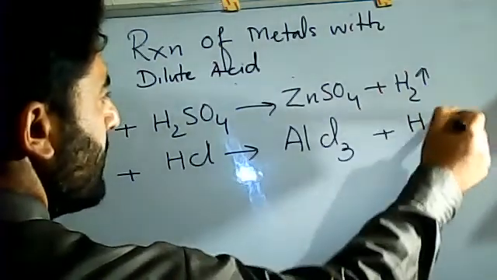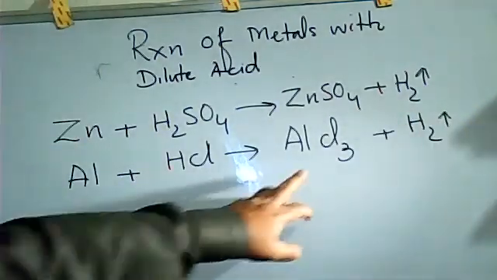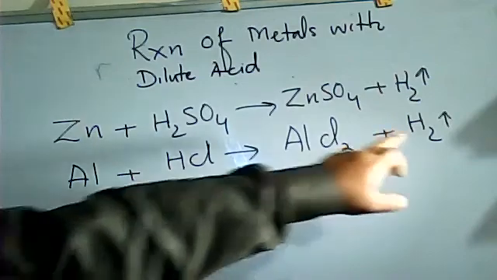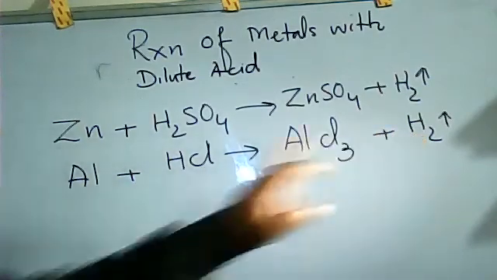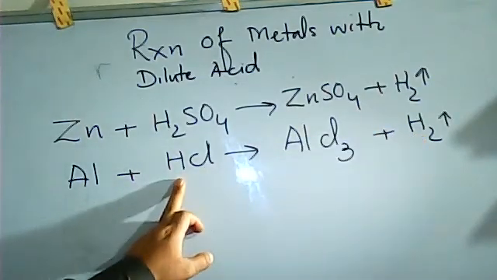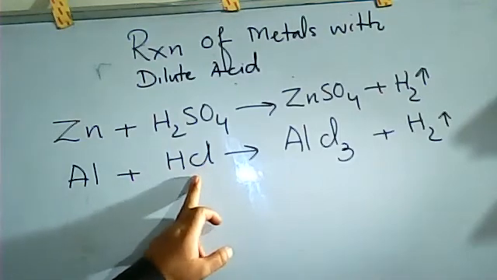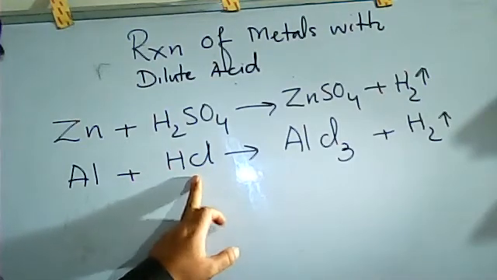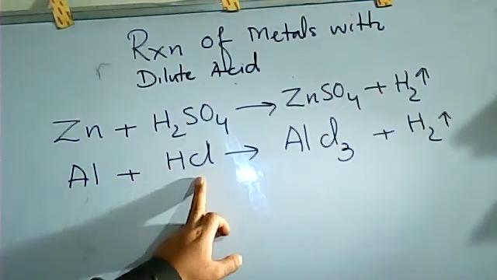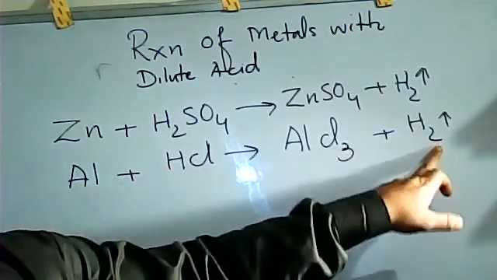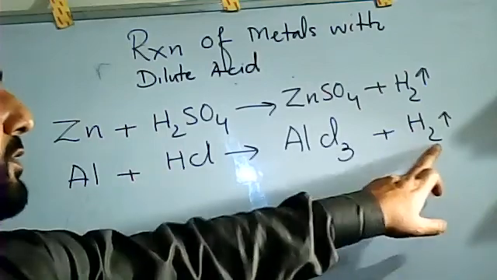Okay, dear? Now see, we have 3 chlorine on the right hand side, and we have 2 hydrogen on the right hand side. But on the left hand side, we have a single hydrogen, single chlorine. Means it's not a balanced reaction. So we have to balance it. How? We have to find the common factor of these two, 3 and 2.